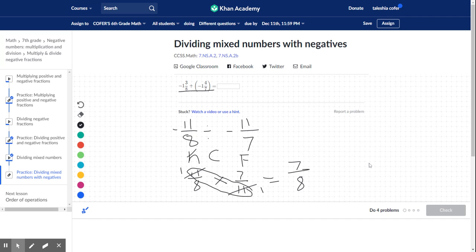If I would not have reduced earlier, I would have had 11 times 7, which would have been 77, 8 times 11, which would have been 88. Then we would have had to turn around and divide the top and the bottom by 11, and I still would have come up with my 7/8.